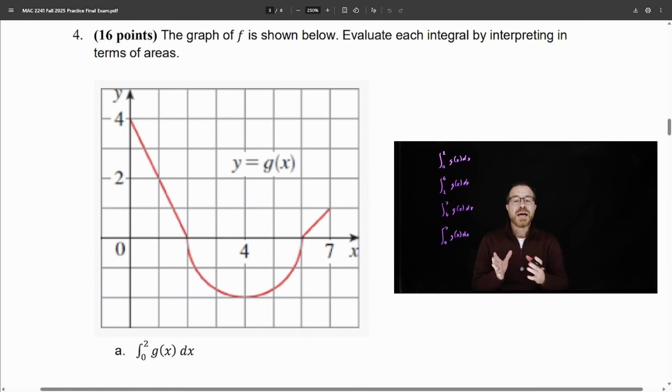Problem 6, we have a graph of f shown in this image. We want to evaluate each integral by interpreting it in terms of area. So you'll see that we have 4 integrals we're going to find here.